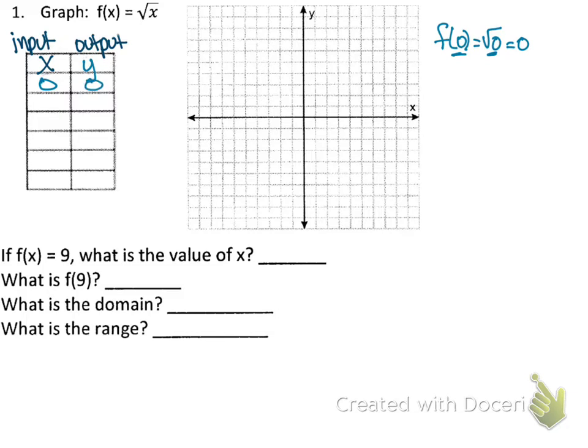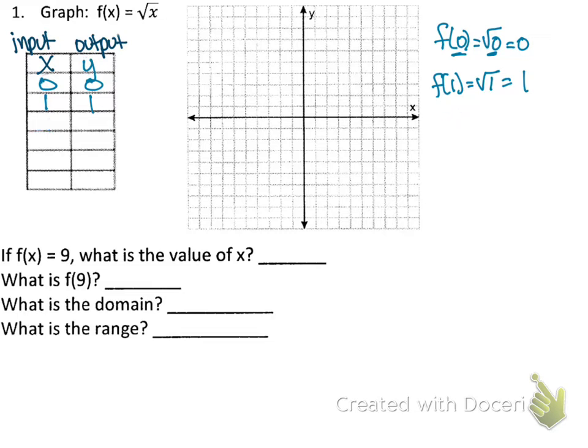Now I'm going to choose 1 for my x. So I'm going to have f of 1 equals the square root of 1, and we know that the square root of 1 is 1. So when we put a 1 in for x, we're getting a 1 out for y. Let's see what happens if we put 2 in. F of 2 would equal the square root of 2. A lot of us don't really know what the square root of 2 is, and it's not something we want to graph. So let's get rid of 2.